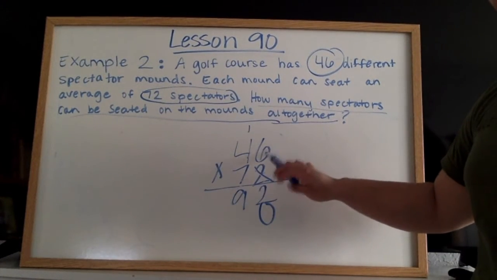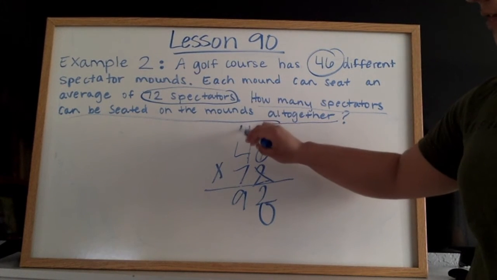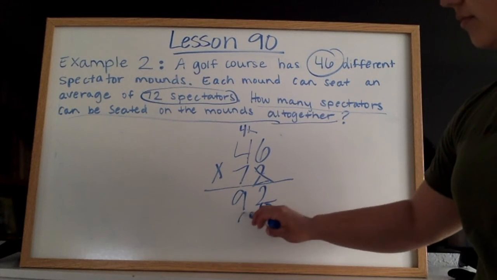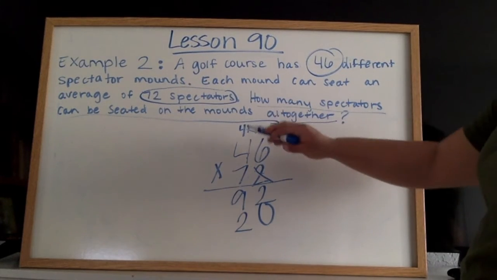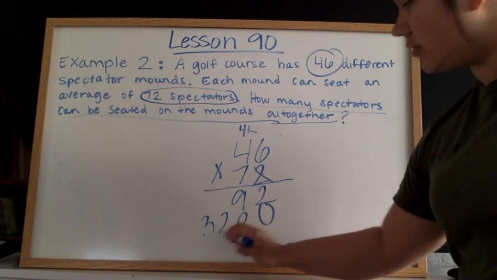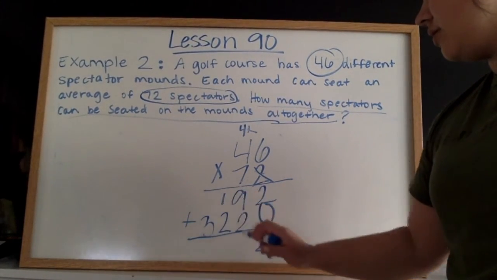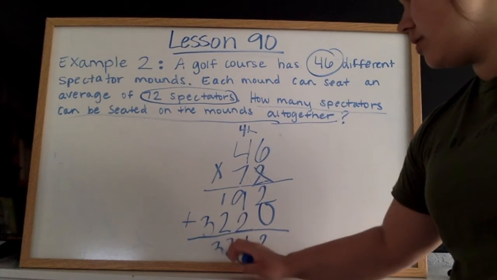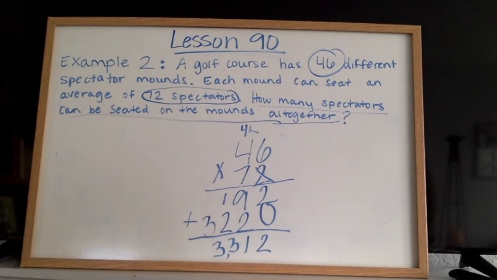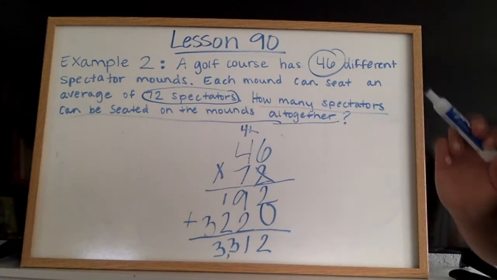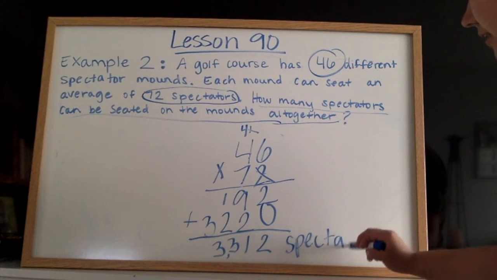So 7 times 6 is 42. We used this 1 already, so I'm going to rewrite. Now it's a 4. 7 times 4 is 28, plus 4 is 32. Now I can add all these up, and I should get 3,312. Now I need a label. It says how many spectators can be seated. So it's 3,312 spectators.